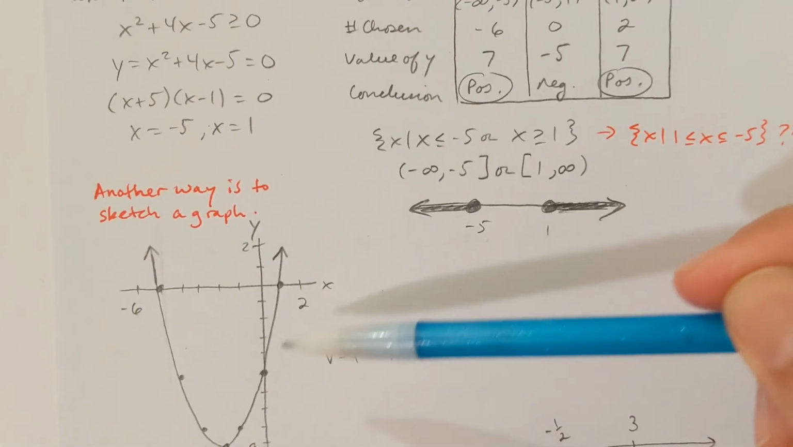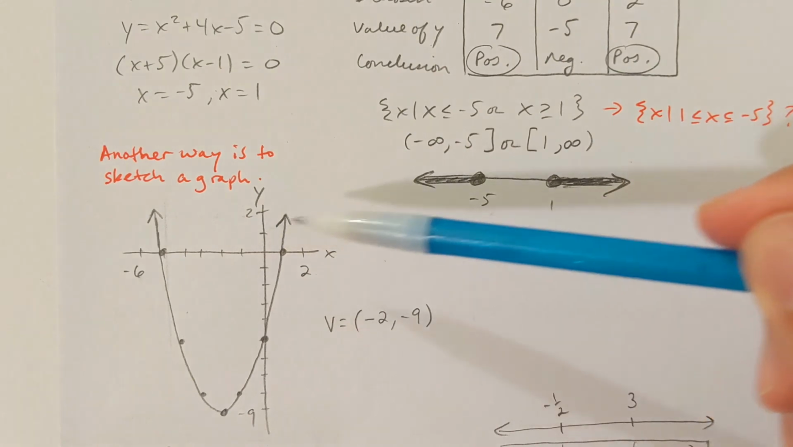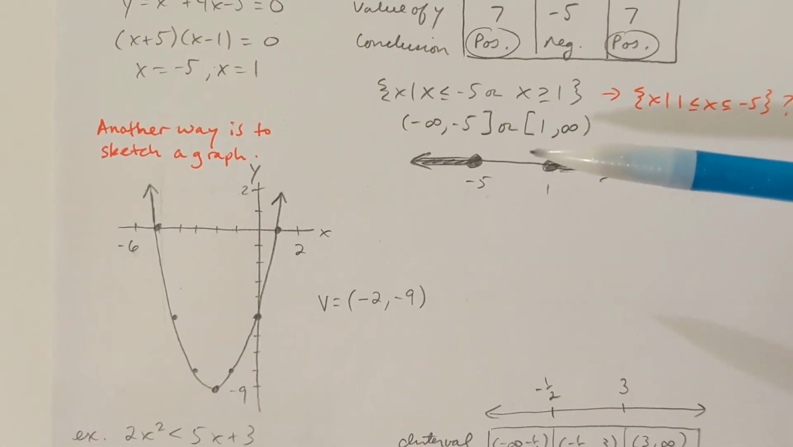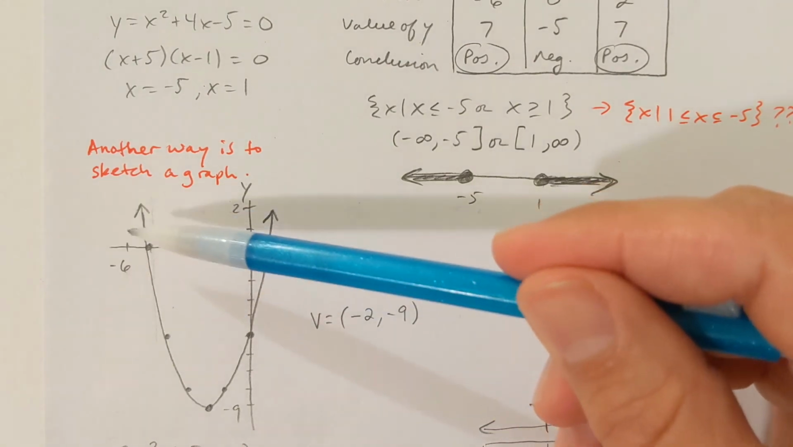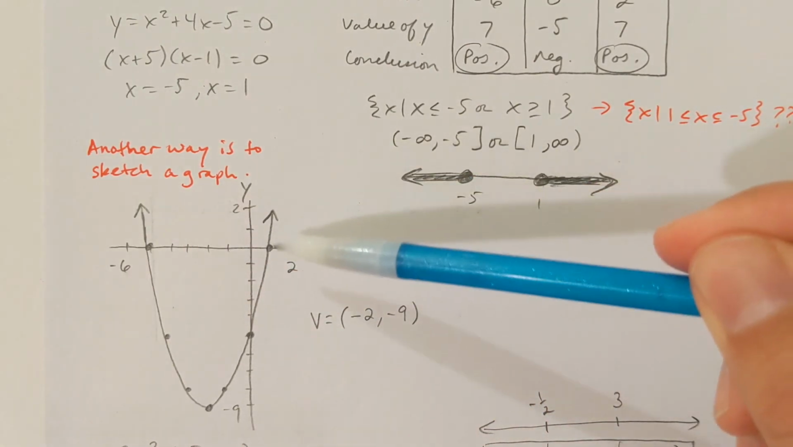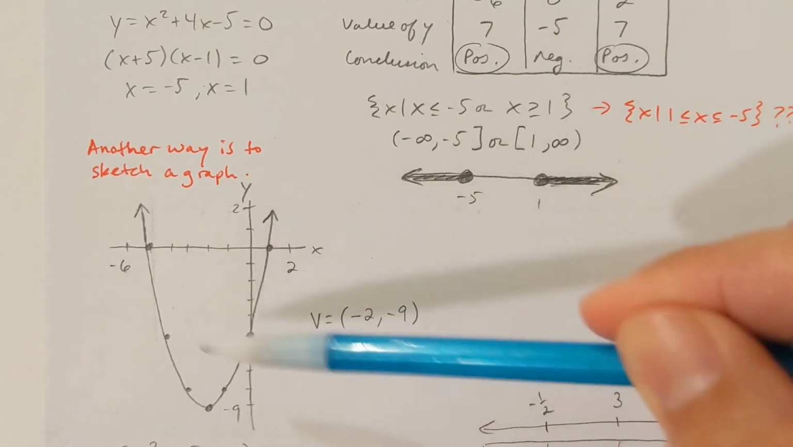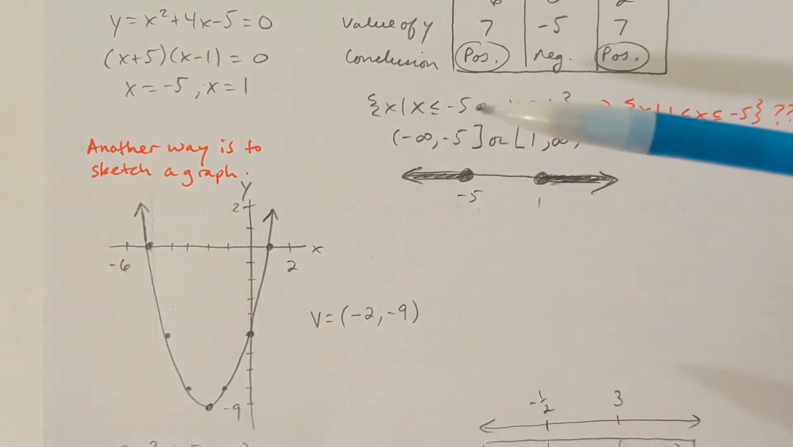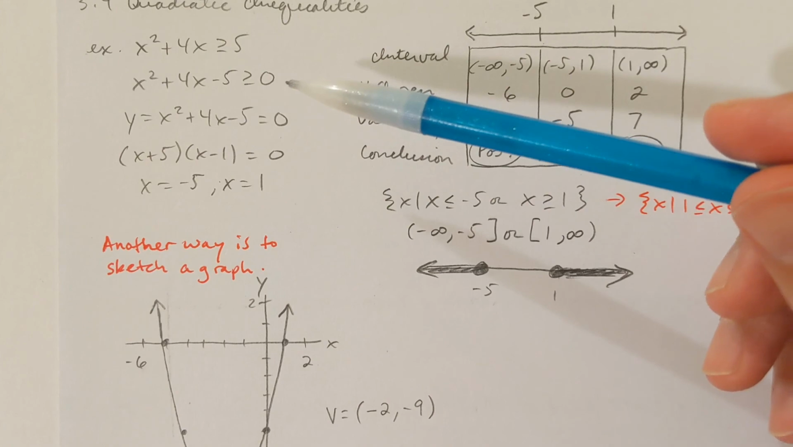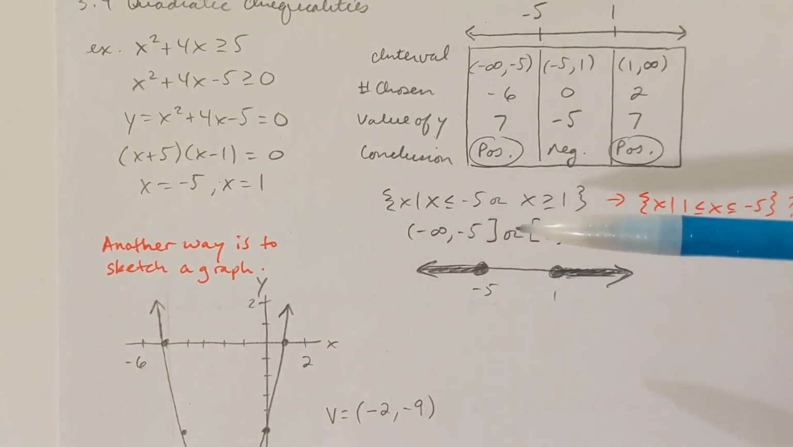So y is greater than or equal to 0. I need to know on this graph where the part is going to be where I'm greater than or equal to 0. Well, if I'm less than -5, or if I'm bigger than 1. I don't want -5 to 1, because that part is below the x-axis. And I got greater than or equal to, and so I would end up getting the same exact answer.